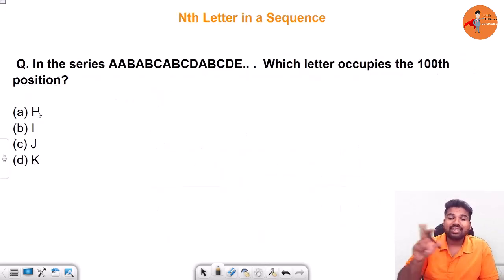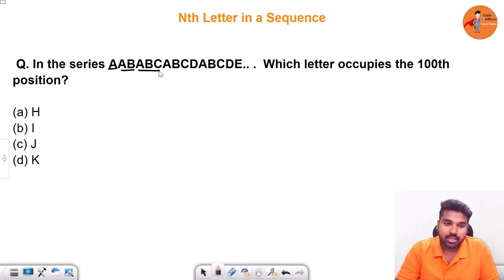Next, nth letter in the sequence. This is another type of question that has been asked. Even in 2023 such a question was asked. Look at this. In the series A B A B C, this is also very important, how you find that series. A B C D E and so on. Which letter occupies the 100th position is being asked.